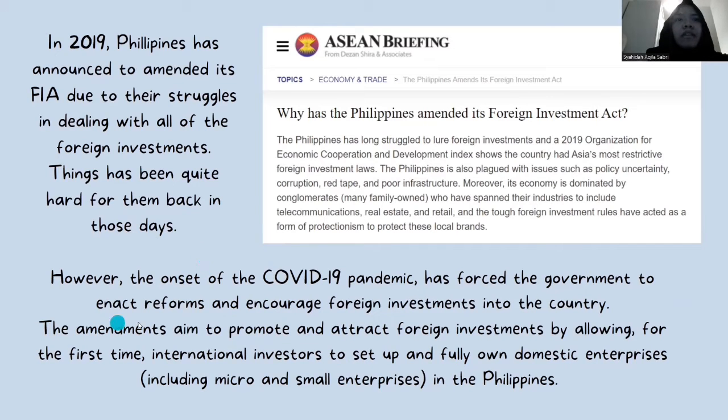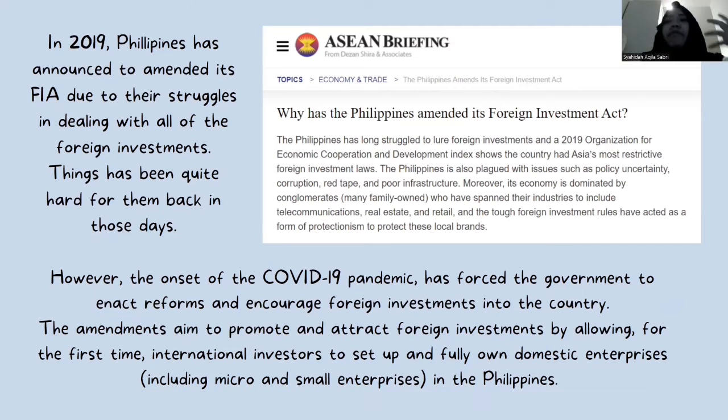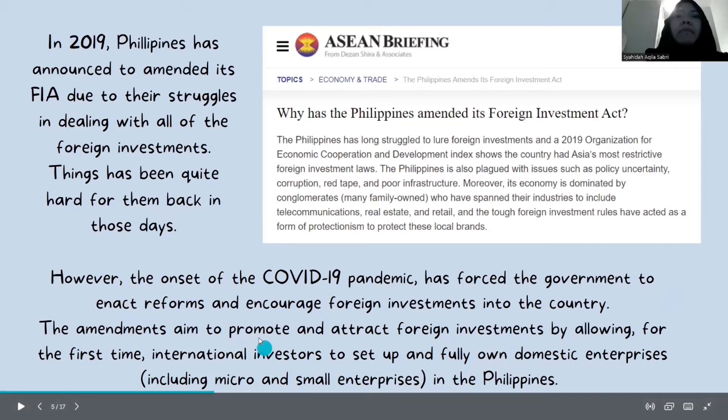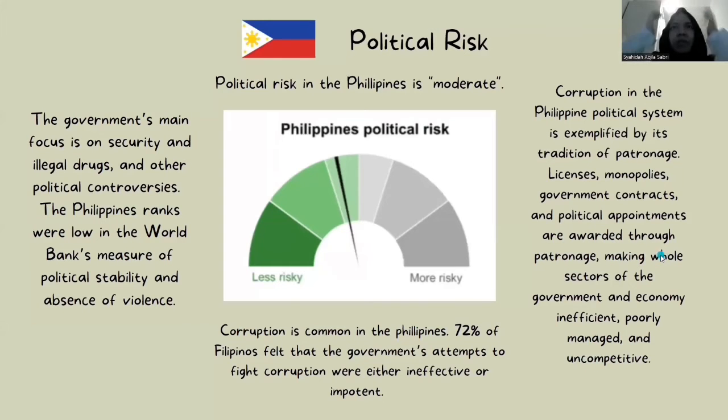So this aims to promote and attract foreign investments by allowing, for the first time, international investors to set up and fully own domestic enterprises, including micro and small enterprises in the Philippines. So this is what they did in order to sustain their businesses and their foreign direct investment in the Philippines. Next is the Philippines' political risk.